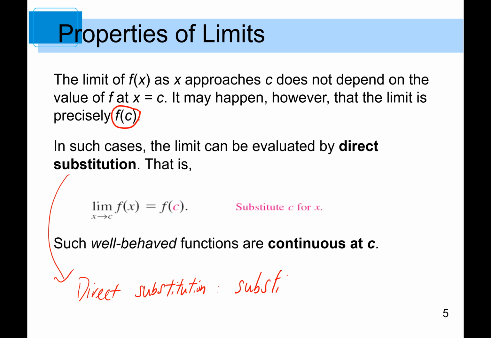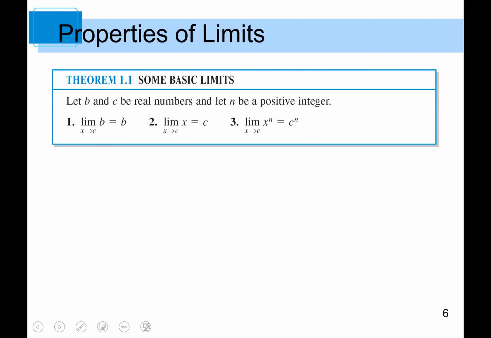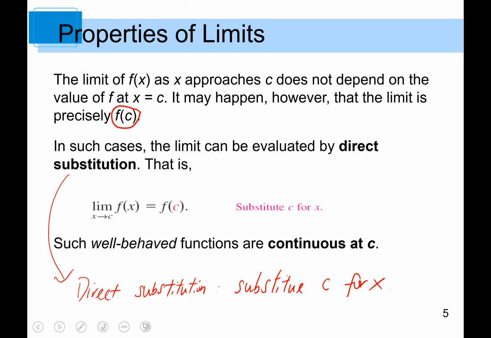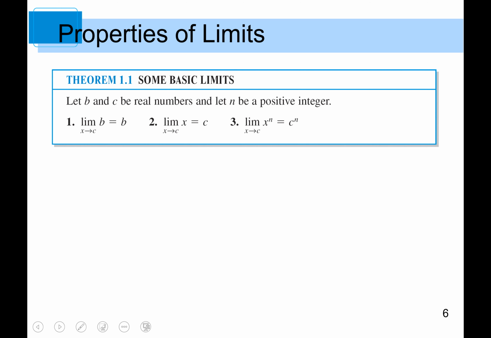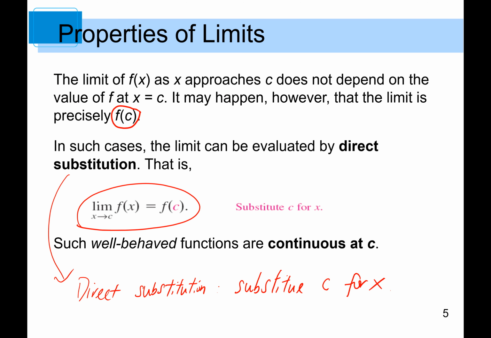Substitute c for x. So in this case, the limit when x approaches c of f of x equals f of c. So such well-behaved functions are continuous at c. So anytime you can use direct substitution, that means the function is continuous at x equals c.